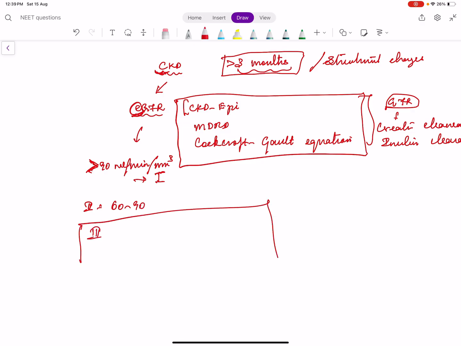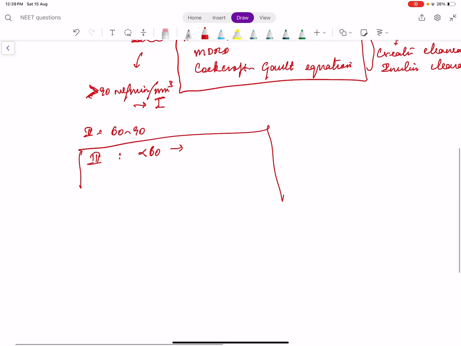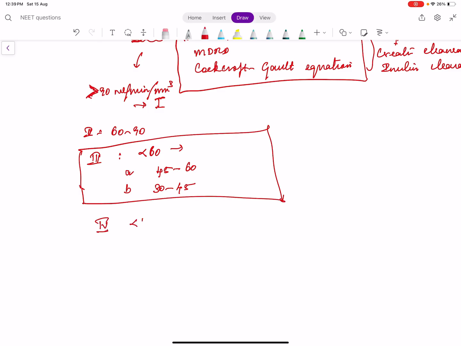CKD stage 3 is important because once eGFR falls less than 60, we should be cautious, because all medications, all treatments start from CKD stage 3. Stage 3 is classified into 3A and 3B. eGFR 45 to 60 is 3A, 30 to 45 is stage 3B. Stage 3B is important because our preparation for dialysis should start, because CKD is definitely a progressive disease. There is no treatment which can prevent the progression of CKD.